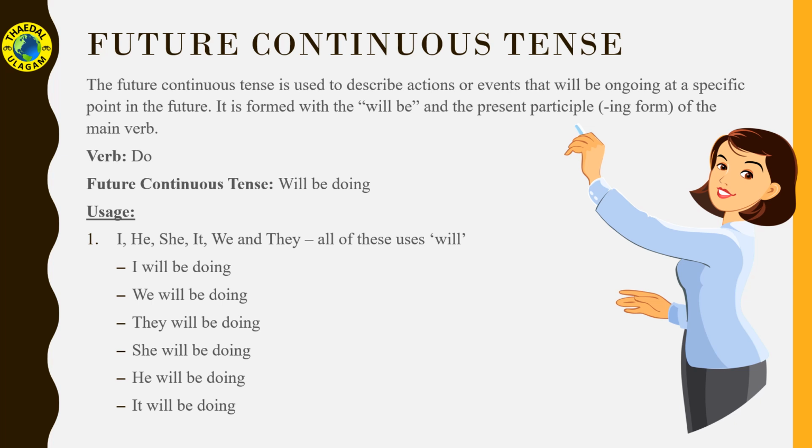I, he, she, it, we, and they, all of these use will. I will be doing. We will be doing. They will be doing. She will be doing. He will be doing. It will be doing.